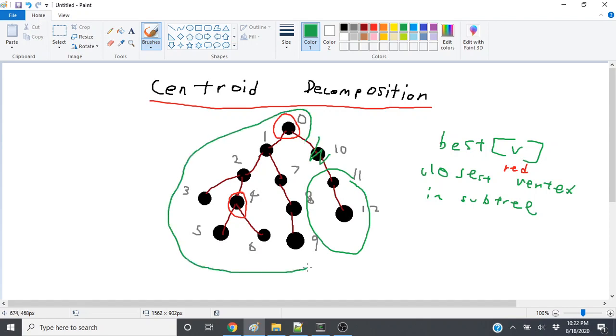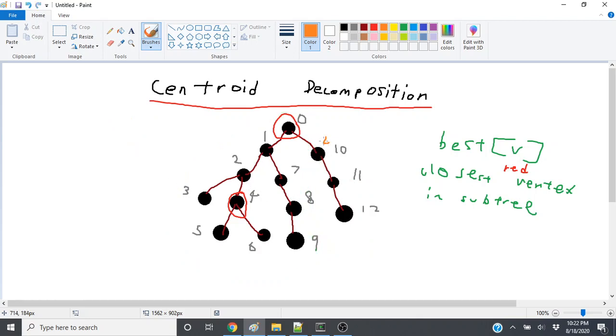A centroid is a node such that when you remove it, all of the resulting subtrees have at most half of the original size of the tree. So if we had n nodes, then every single subtree is going to have at most floor n over 2 nodes. This vertex here is not a centroid because this tree has way more than n over 2 nodes. This vertex is also not a centroid because it keeps everything else. However, there is a centroid here.